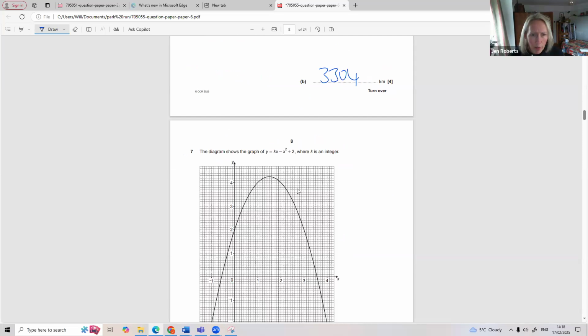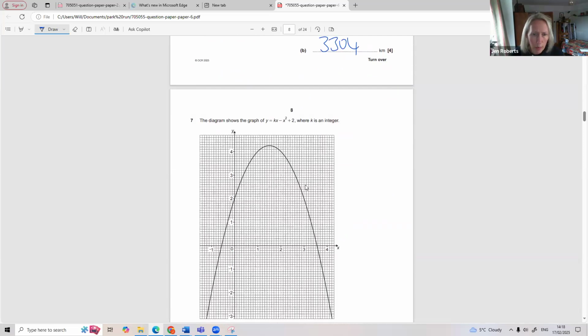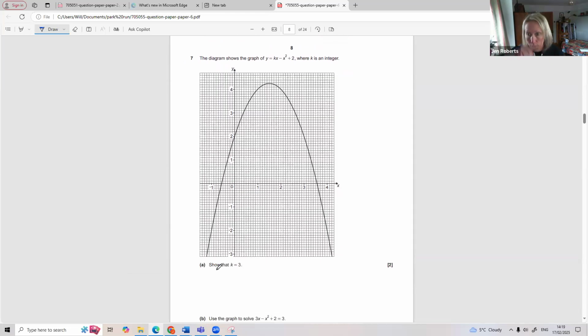Diagram shows the graph of y equals kx minus x squared plus 2. We've got a quadratic graph here with negative x squared, which is why it's that way and not that way. Show that k is equal to 3. So I'm going to choose a point on my curve where I can get some nice coordinates from.